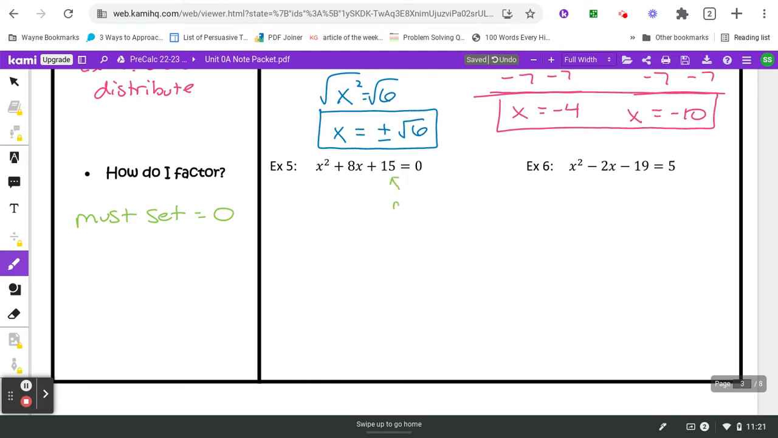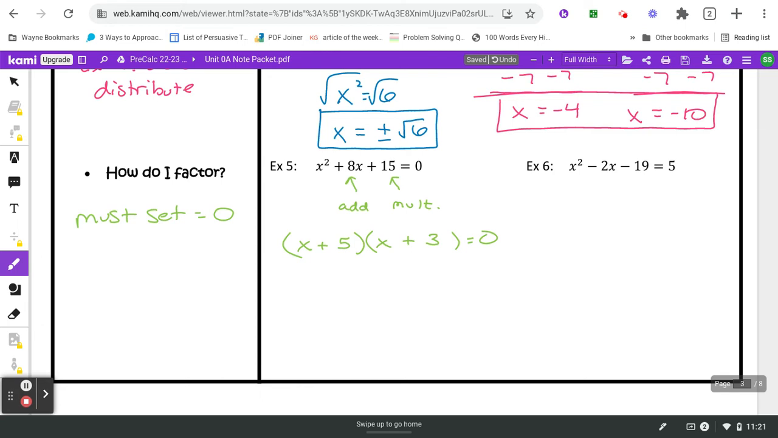What we need to do is think of numbers that multiply to make 15, but add together to make 8. We split up the x squared into an x and an x. And then the pair of numbers that multiplies to 15 and adds to 8 would be 5 and 3. Both of those are going to be positive.